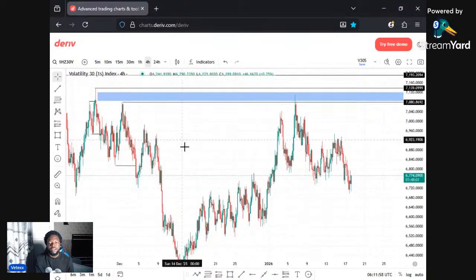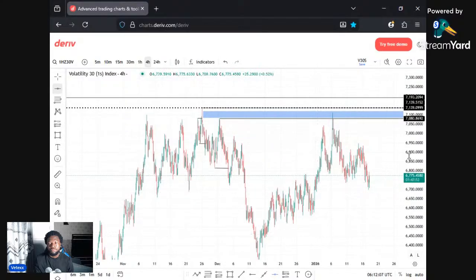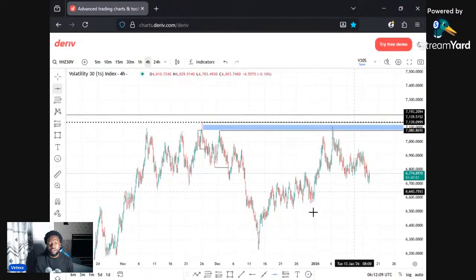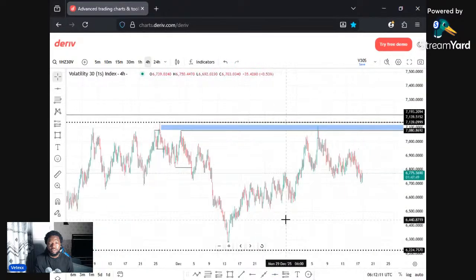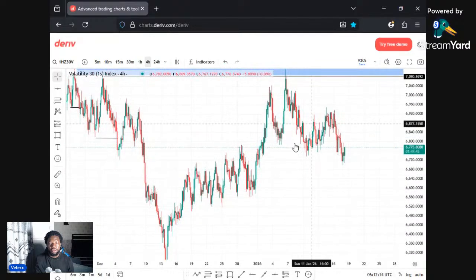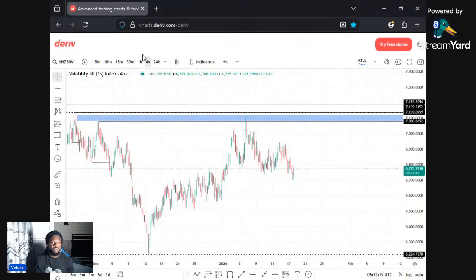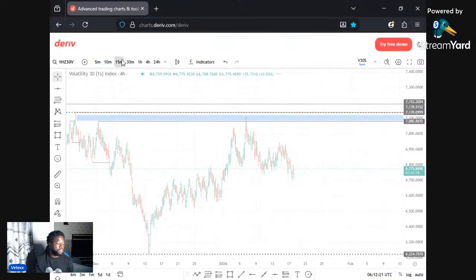Price is expected to start selling from this point, and then the end point, this is the target. Price will start selling from here, and then the target is here. So what do we do next? We go to the 15 minutes time frame and check if we see our continuation on the 15 minutes time frame.